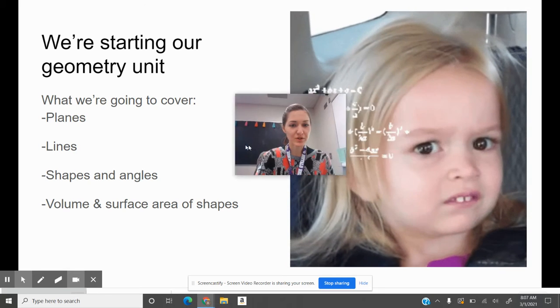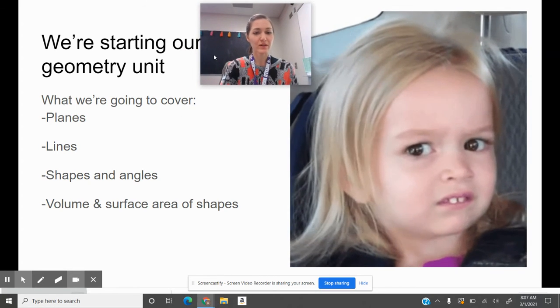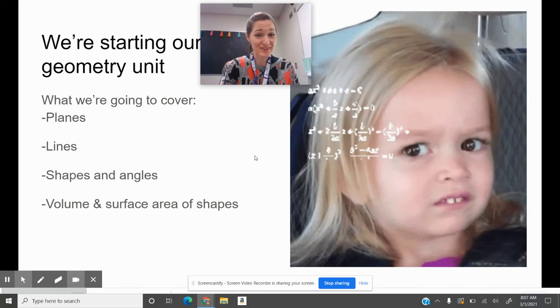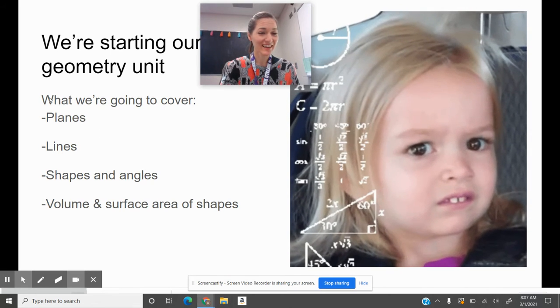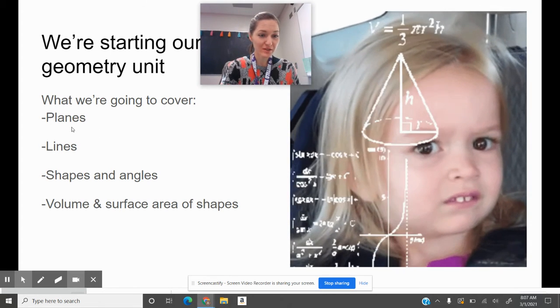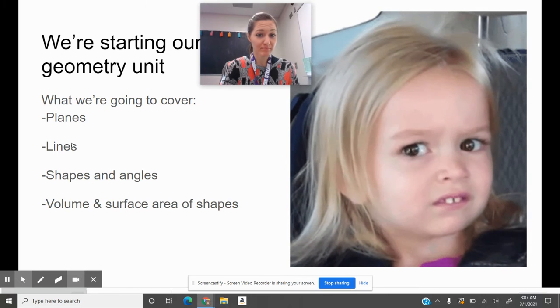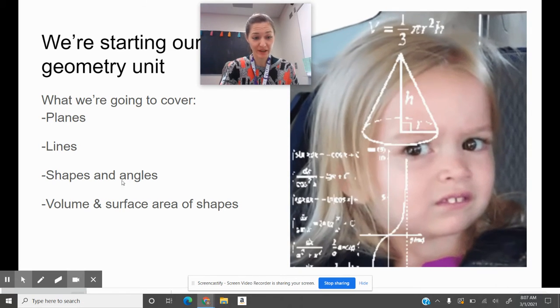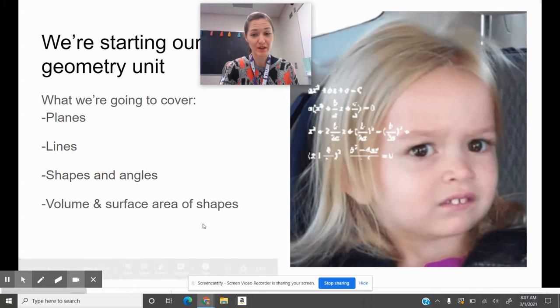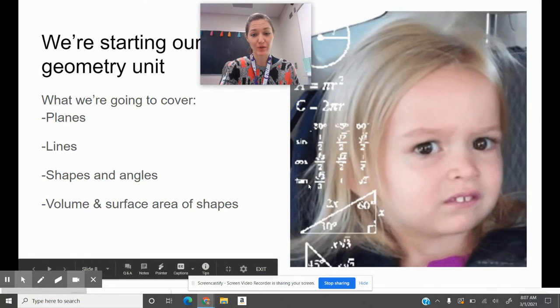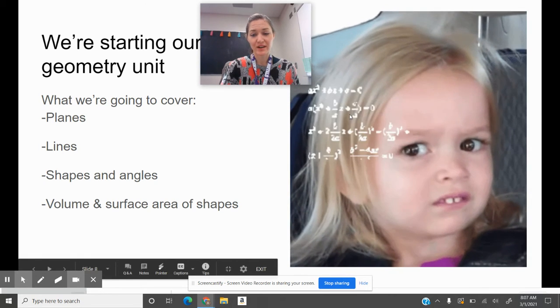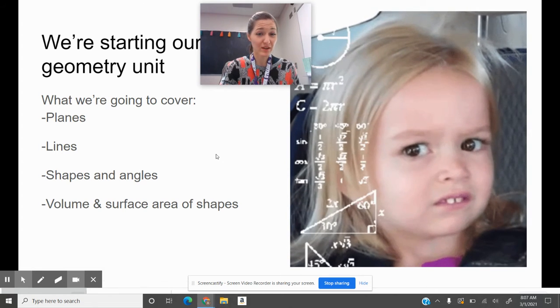Okay, so geometry unit, if that word scares you, it's really just measuring shapes is all geometry is. Here's what we're going to cover in our unit just to make you feel a little bit more comfortable. Planes, measuring lines, shapes, angles, volume, and surface area of shapes. We're not going to do any weird complicated things like this over here. Just things that you might have done before.